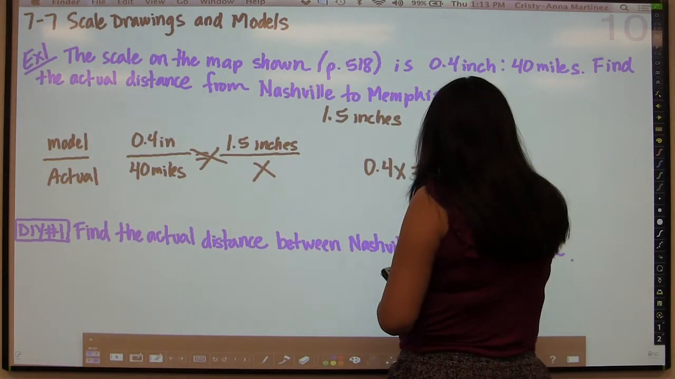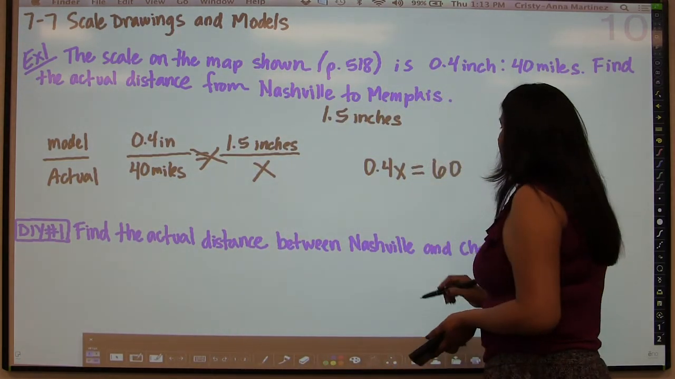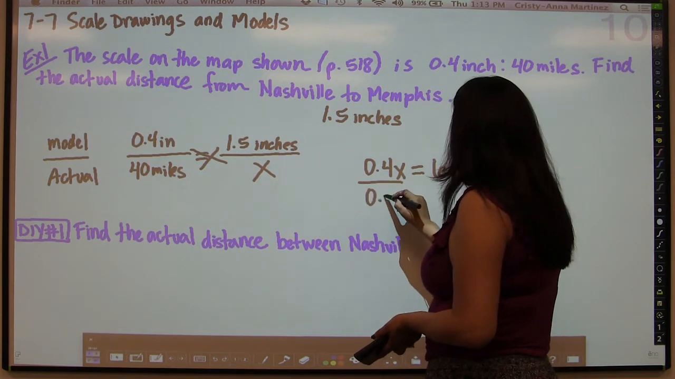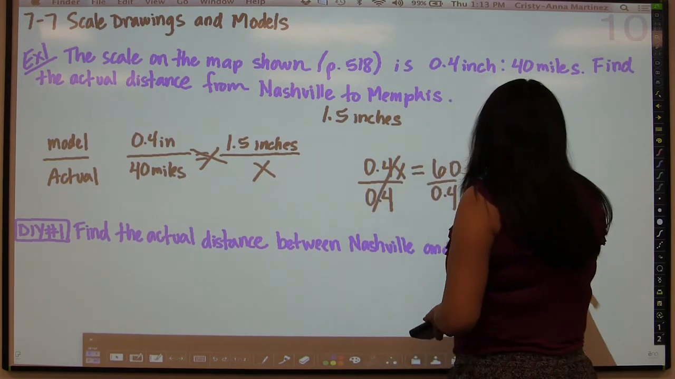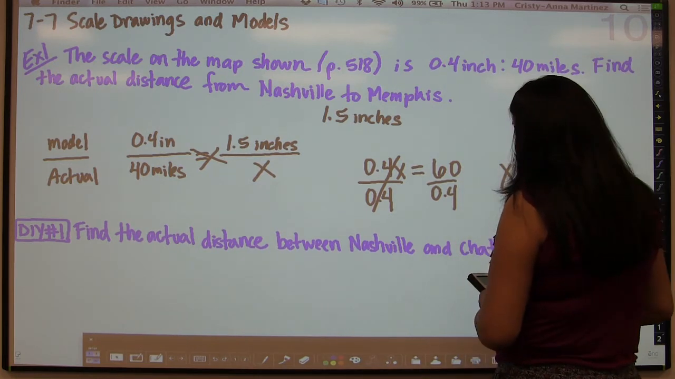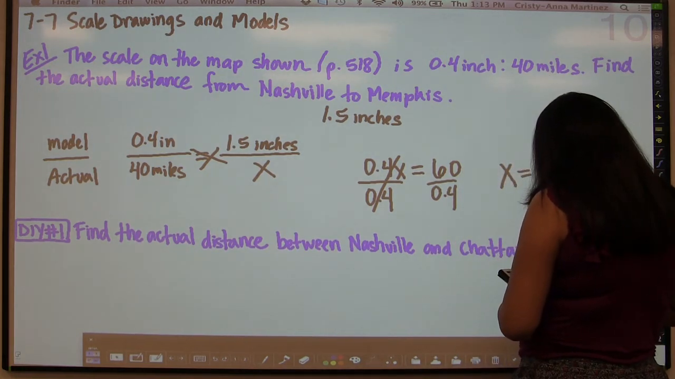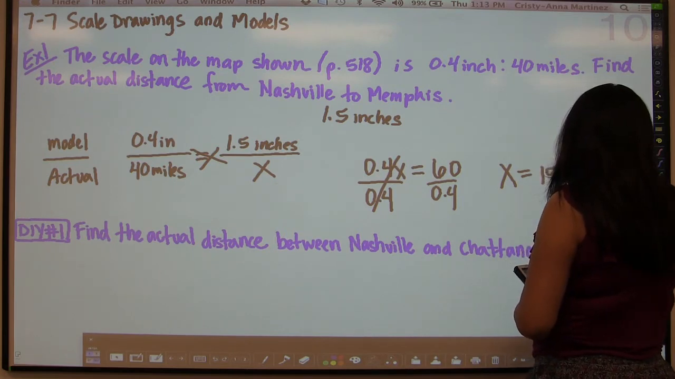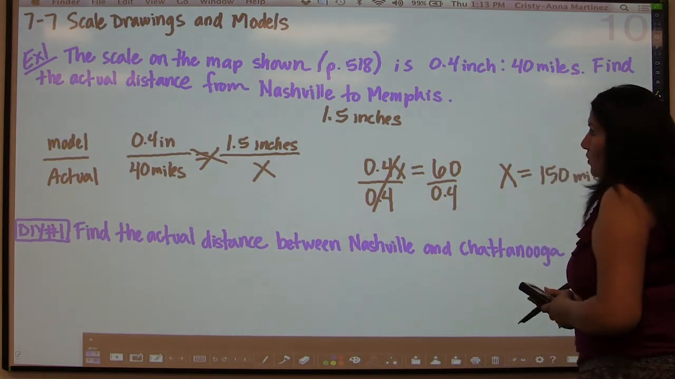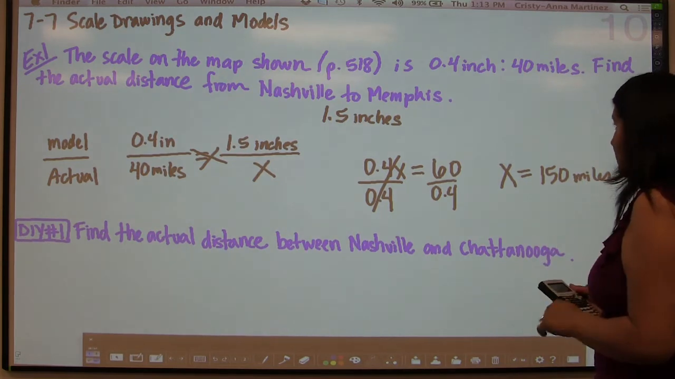What do you know? So 0.4x equals 60, divide by 0.4 on both sides. And lo and behold, the actual distance from Nashville to Memphis is 150 miles. And that is how you do scale drawings and models.